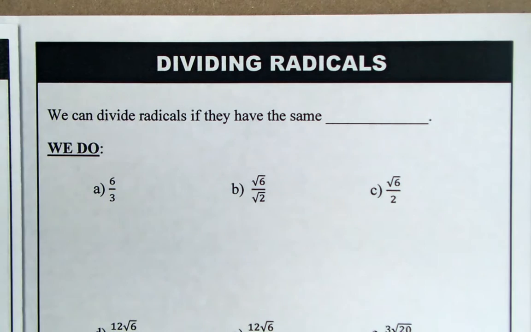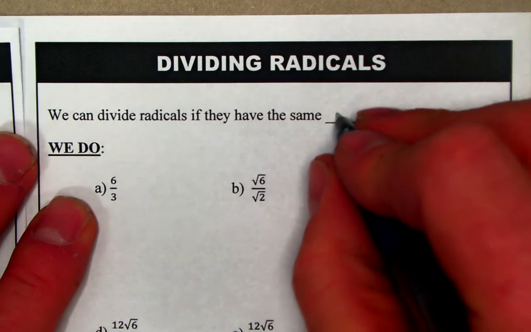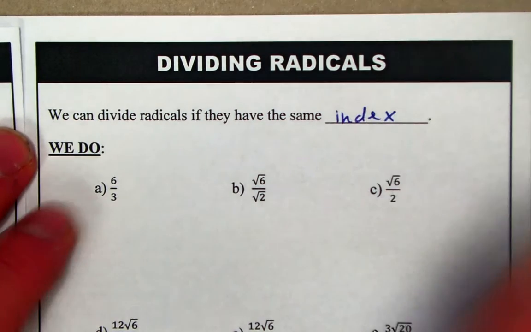All right, lastly, dividing radicals. And this is just kind of like the simplest version. Right? And this we're not really having a unit on radicals, just so we can use them in our operations. We can only divide radicals, just like multiplying, if they have the same index.